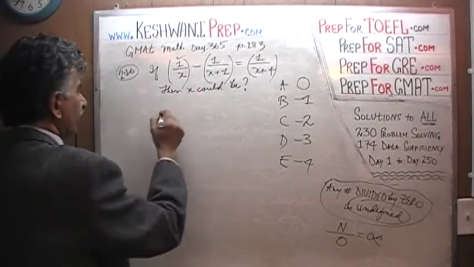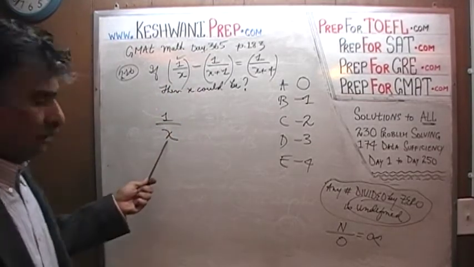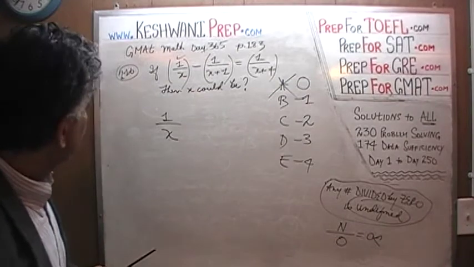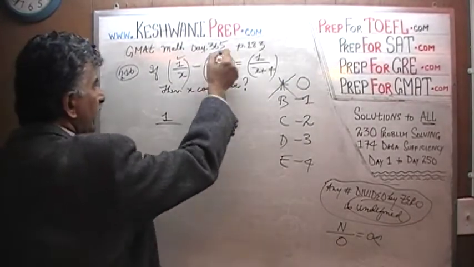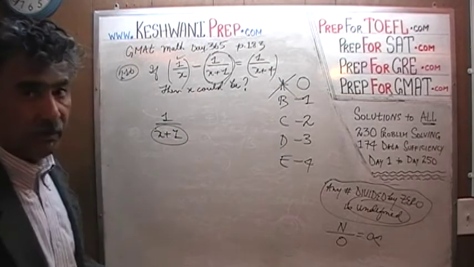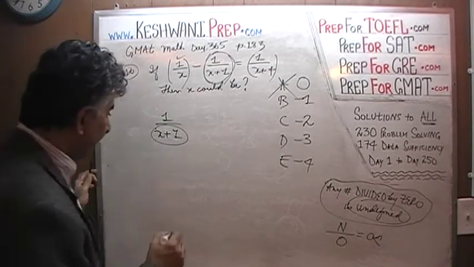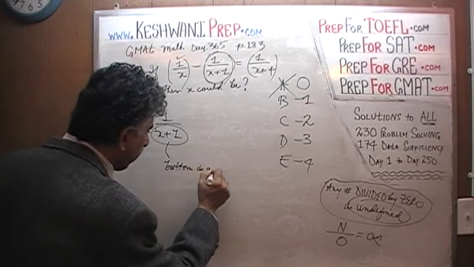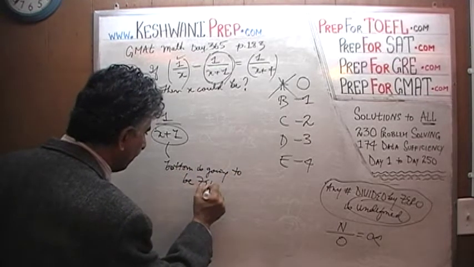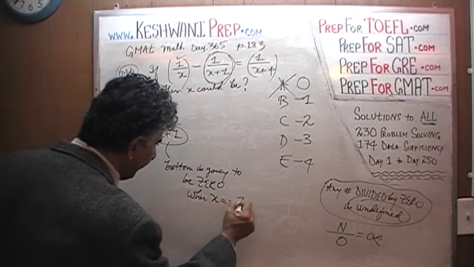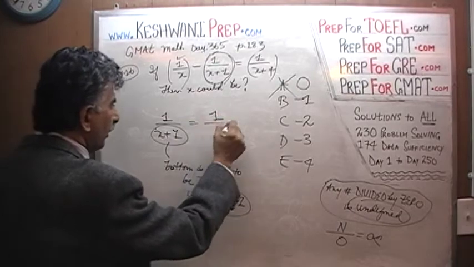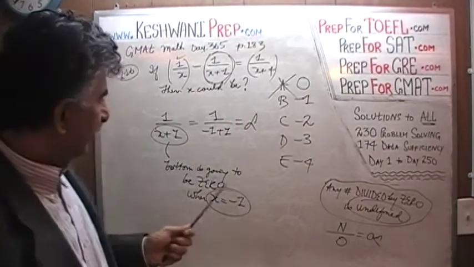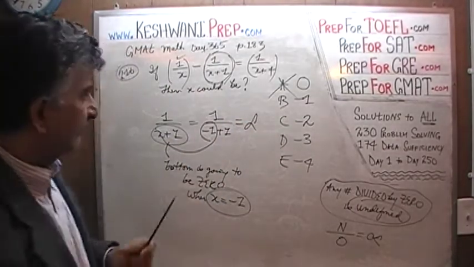So the first fraction we have is 1 over x. We cannot have a 0 at the bottom, which means x cannot be 0. The second fraction we have is 1 over x plus 1. Again, we can't have 0 at the bottom. The bottom is going to be 0 when x equals negative 1, because 1 over negative 1 plus 1 is undefined. X cannot be negative 1.